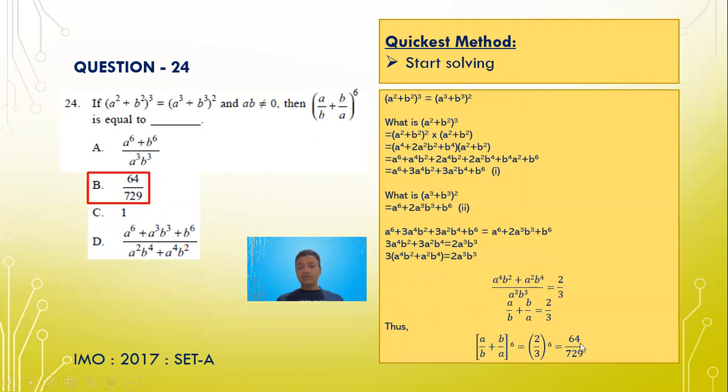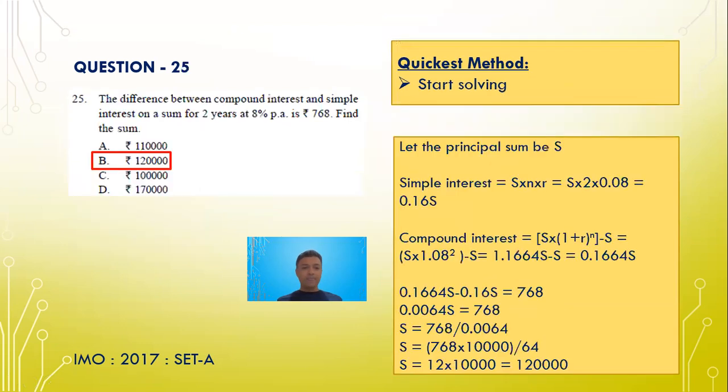What is 2 raised to 6? 2 raised to 6 is 64. And what is 3 raised to 6? 3 raised to 6 is 729. So that is how you arrive at the answer. Again, a very good question. And the only way you can get answers is practice, practice, and more practice.